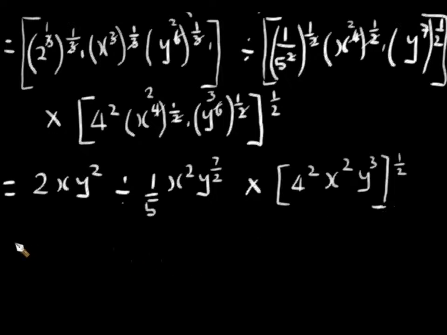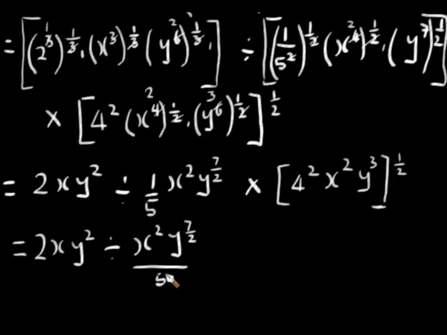Now at this point we can choose to rewrite 2x y raised to power 2, divided by, if we multiply these out, we're going to have x square y raised to power 7 over 2, divided by 5.